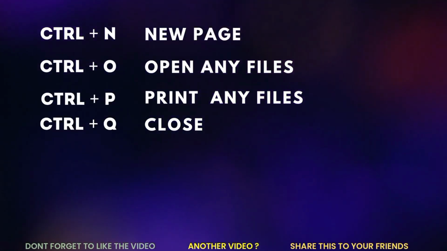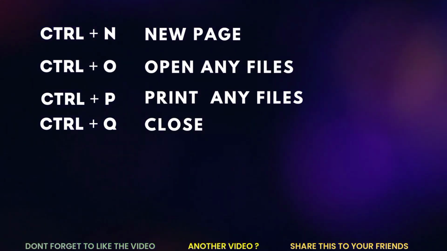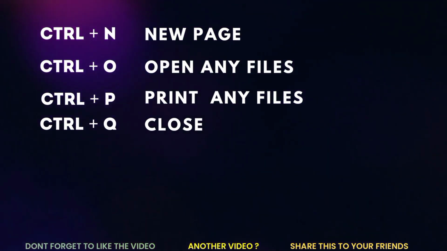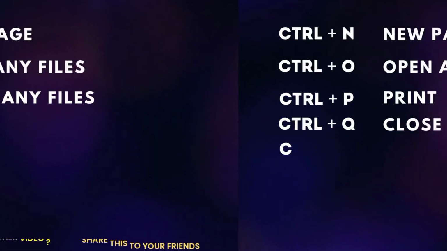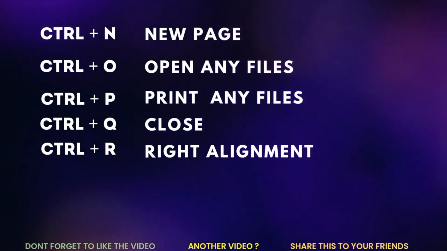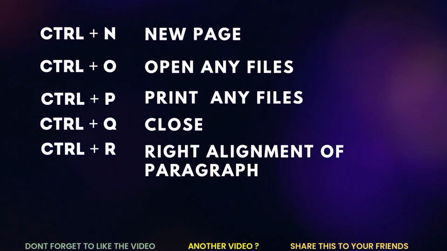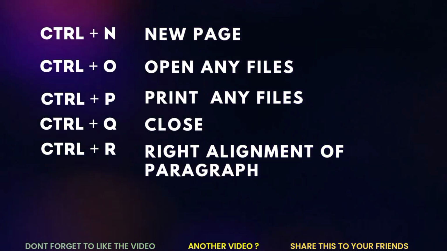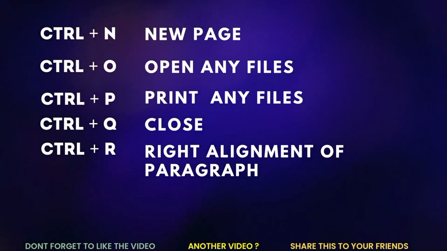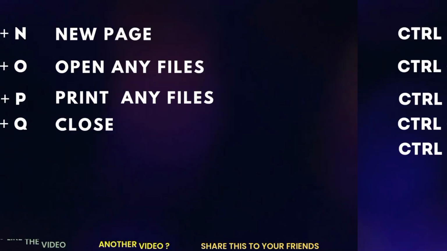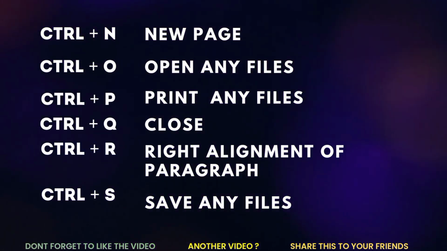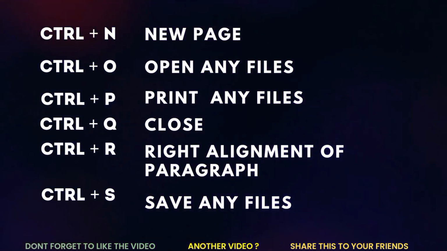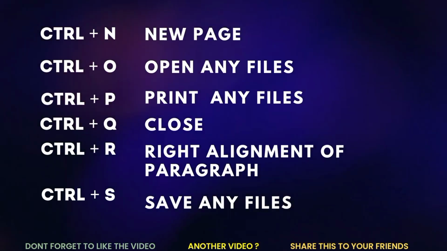CTRL+Q, close in DTP PageMaker software. Next, very important, CTRL+R, right alignment of paragraph. And next very important shortcut key is CTRL+S, save any files in any software. This is the shortcut key we use to save in any softwares.